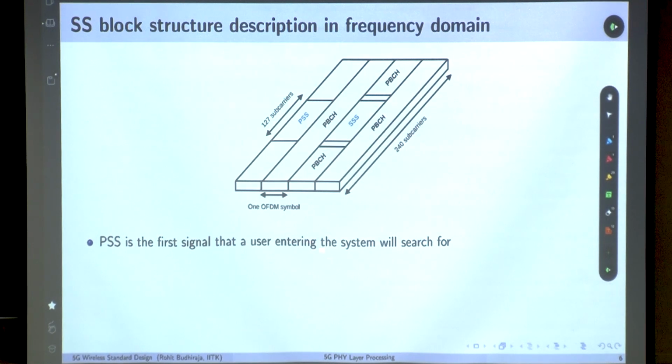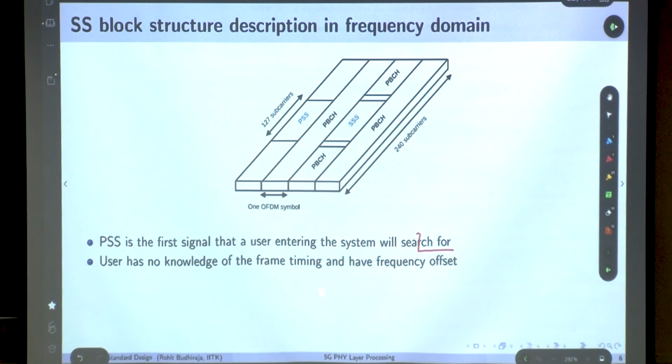PSS is the first signal that a user entering the system will search for. And you see, that user is not even aware of its slot boundaries, right? So it should have excellent correlation properties, which should help the user figure out the first thing, the slot boundary. The user has no knowledge of the slot boundary, frame, and then frequency offset. They have frequency offsets also. All this has to be corrected using this.